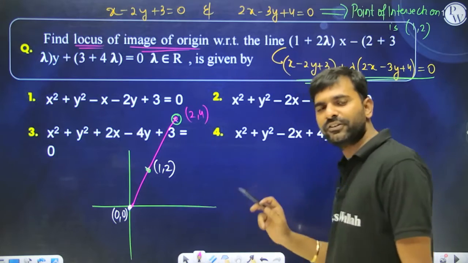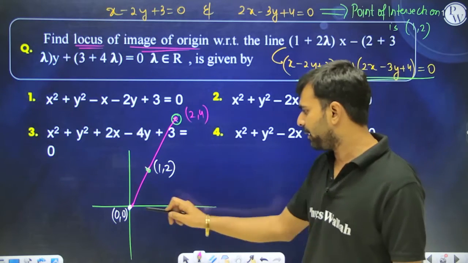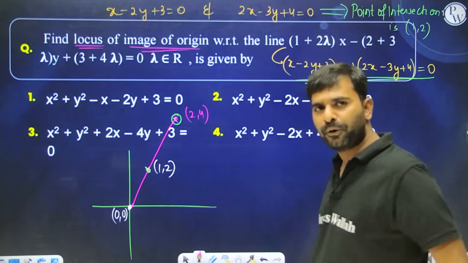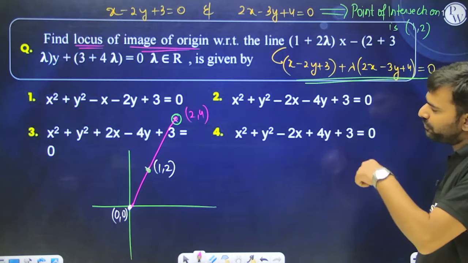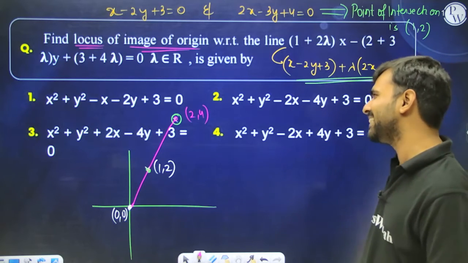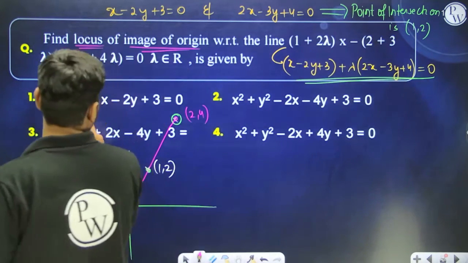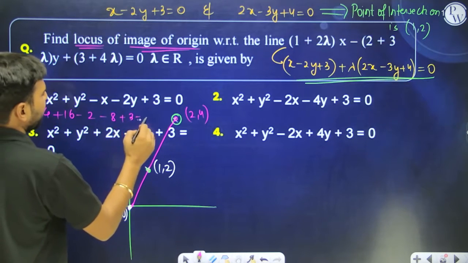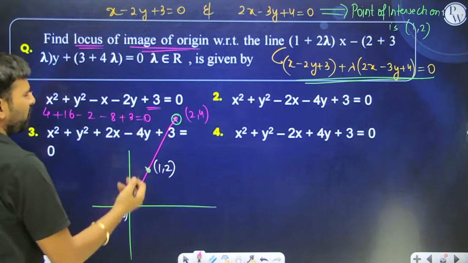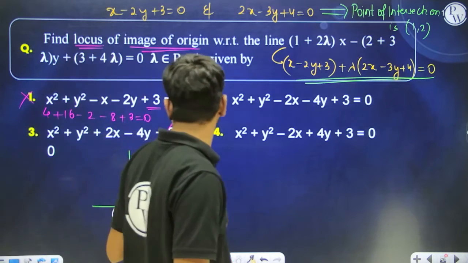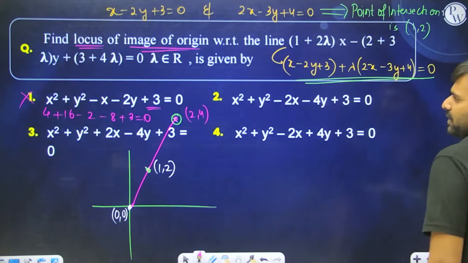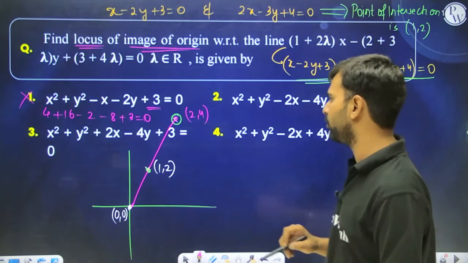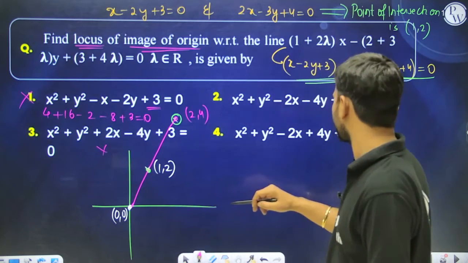Yes or no? So in which of the following options is (2, 4) lying? Because the image of (0, 0) will be (2, 4) about the point (1, 2). Let's see. Over here it is going to be 4 plus 16 minus 2 minus 8 plus 3. Is it satisfying? No, because this is an odd number, and from here only you can have an idea that this is not going to satisfy, because the rest of the terms are even only. Over here also I think you can feel that this is not going to be our answer.